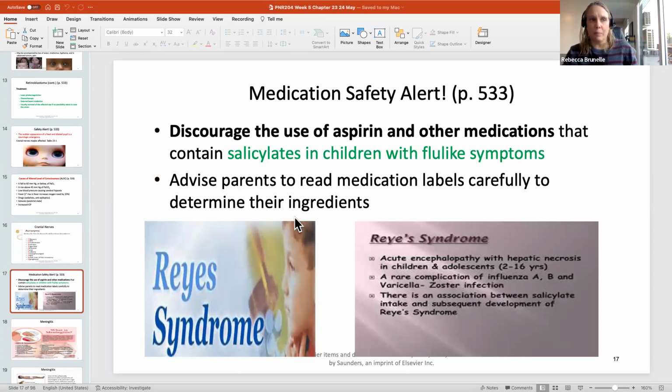There is something called Reye's syndrome. Has anyone heard of Reye's syndrome? Any parents out there that have been told by their pediatrician not to give aspirin? Yes, you're part of it. Yeah, what's the danger of giving aspirin to somebody that's a young child? Do you know?